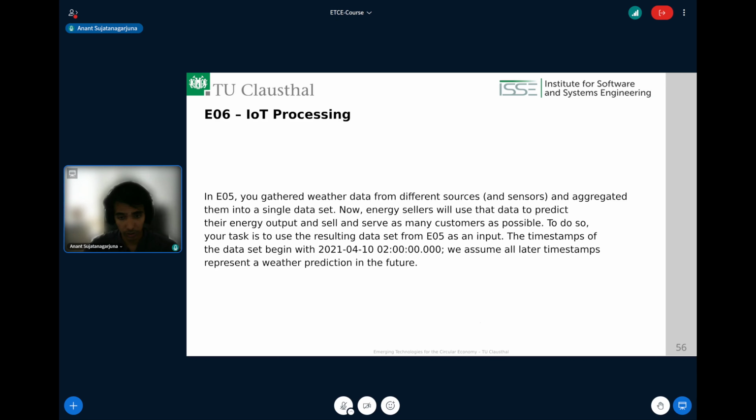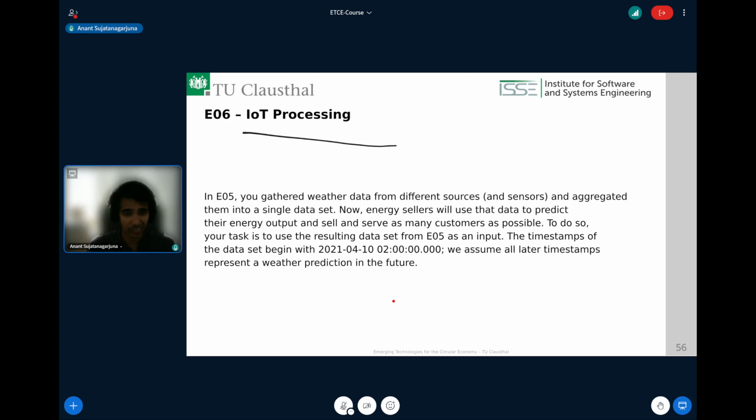Since we had two lectures today, IoT communication and IoT security, the IoT security exercise and the IoT processing exercise will have different deadlines, but for this week we have IoT processing first. We're going to continue with the data from exercise 5, where we had a lot of data from different weather sources about weather information and also some sensors. Now we have an average data set, so we have an idea of what the average weather is going to be like for the next week or so.